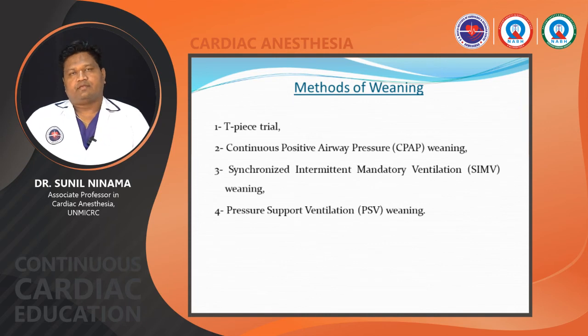Methods of weaning: when you want to wean the patient from the ventilator, you have to give a trial, such as a T-piece trial, continuous positive airway pressure, that means the CPAP weaning trial, or SIMV mode. You have to keep the patient on SIMV mode, and gradually decrease the respiratory rate, and gradually decrease the tidal volume and FiO2. Pressure support ventilation weaning.